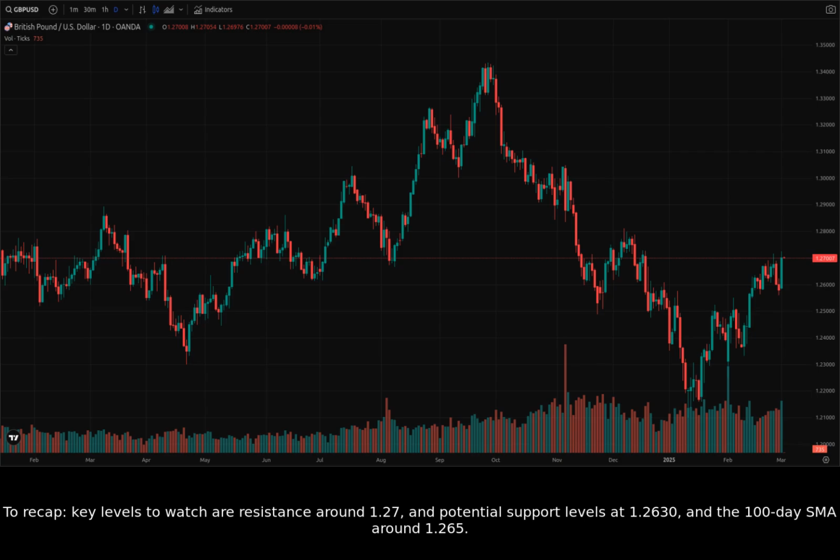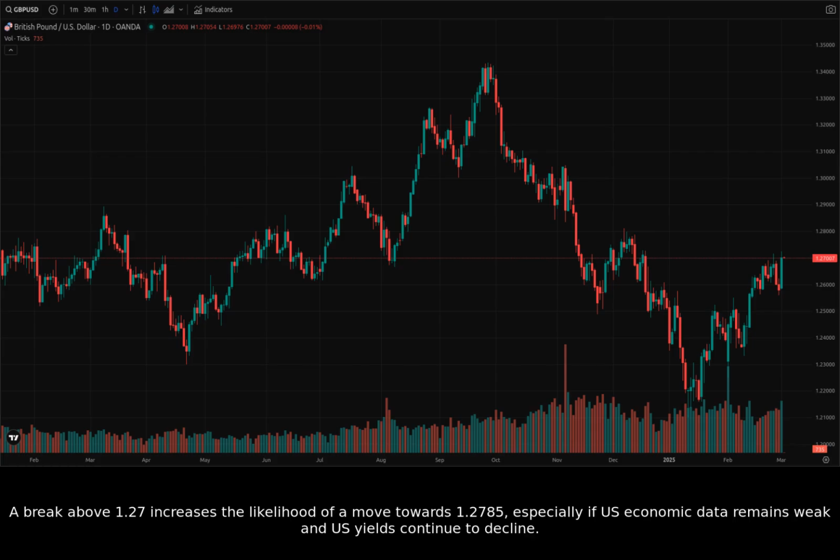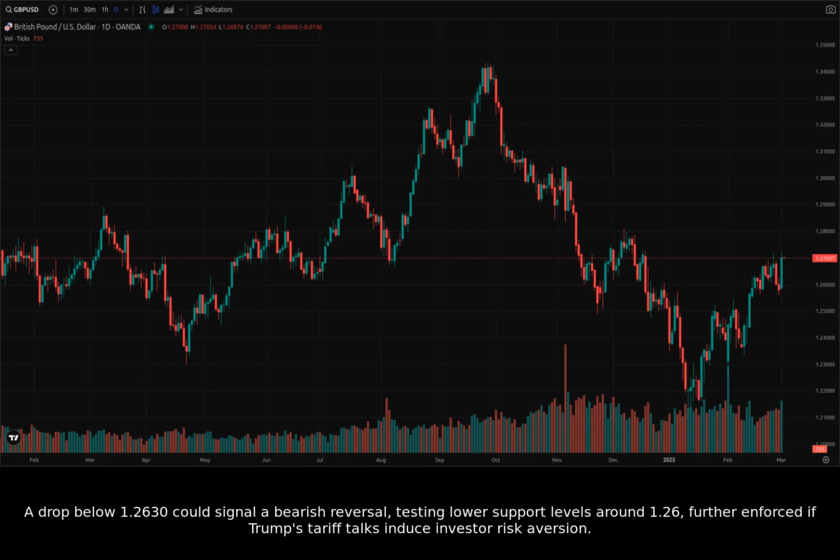To recap, key levels to watch are resistance around 1.27 and potential support levels at 1.2630 and the 100-day SMA around 1.265. A break above 1.27 increases the likelihood of a move towards 1.2785, especially if U.S. economic data remains weak and U.S. yields continue to decline. A drop below 1.2630 could signal a bearish reversal, testing lower support levels around 1.26, further enforced if Trump's tariff talks induce investor risk aversion.